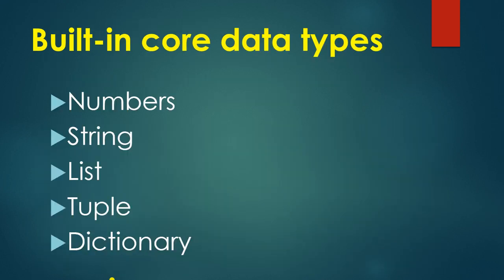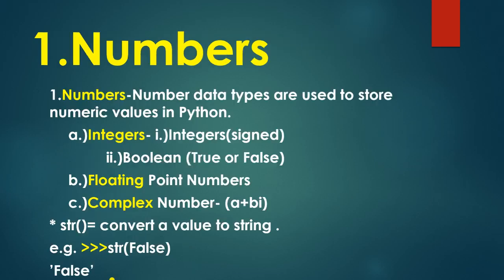So these are the built-in core data types, that is numbers, string, list, tuple and dictionary. One by one we will discuss each of them. First is numbers. What are numbers? As we discussed in the previous topic, that is literals, the numbers are integer, octal, hexadecimal, floating and complex also. In data types, numbers are used to store the numeric values in Python.